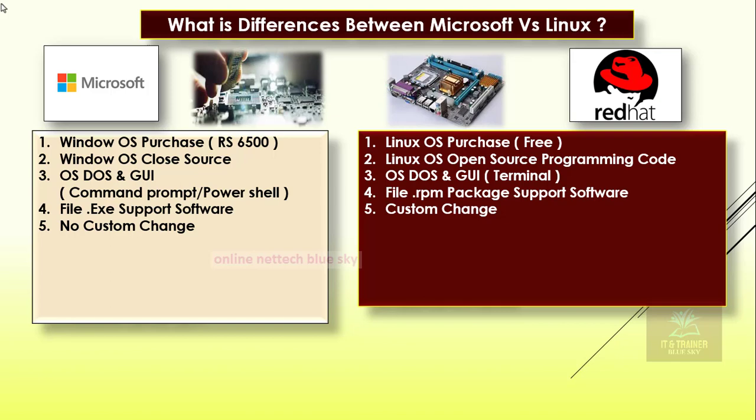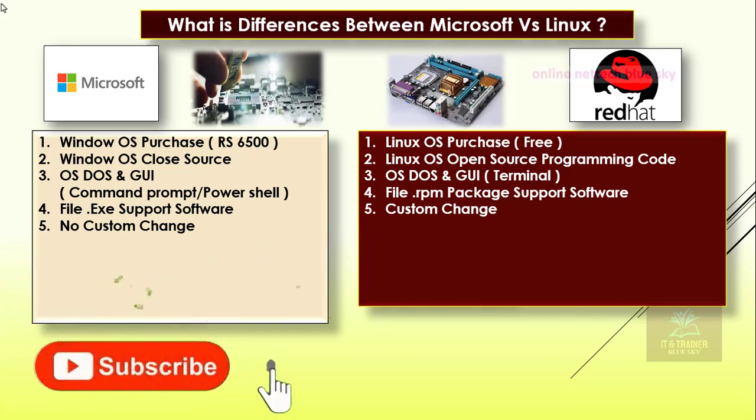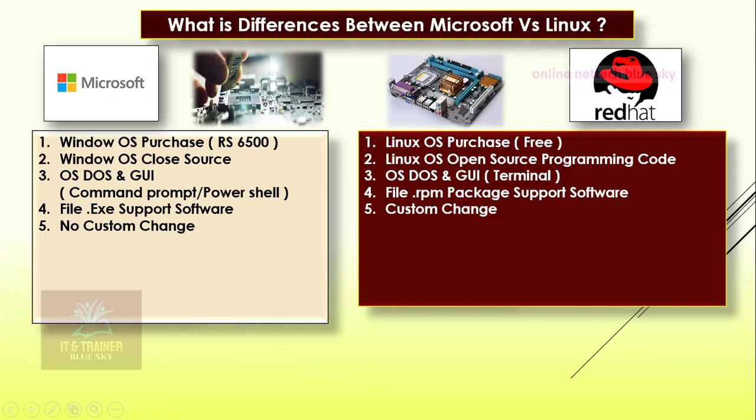7, 8, 6, 5, any Linux operating system, because this is an open source system. Open source means you can change and customize your operating system, and this is very helpful and very good. For this reason, the Red Hat Linux operating system is very popular in the world.